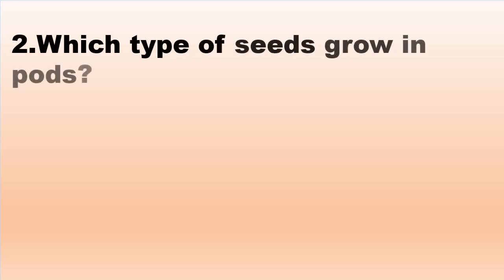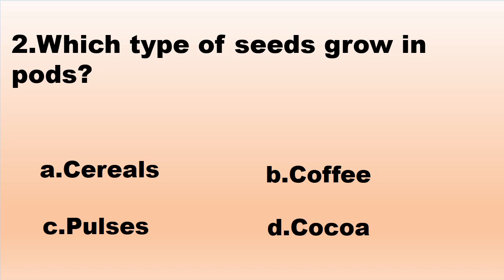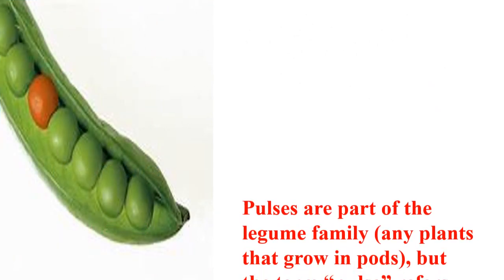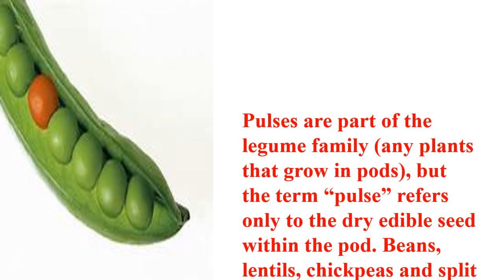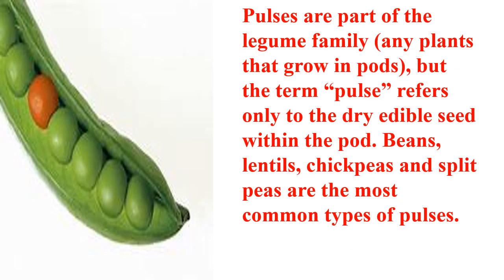Which type of seeds grow in pods? Cereals, coffee, pulses, cocoa. Pulses. Pulses are part of the legume family, but the term pulse refers only to the edible seed within the pod. Beans, lentils, chickpeas and split peas are the most common types of pulses.